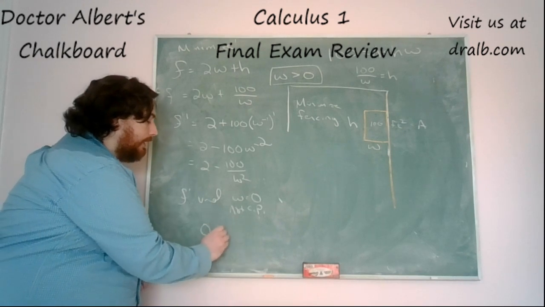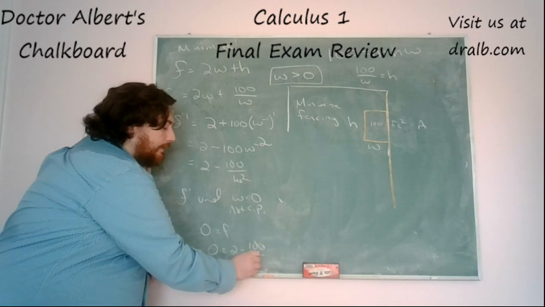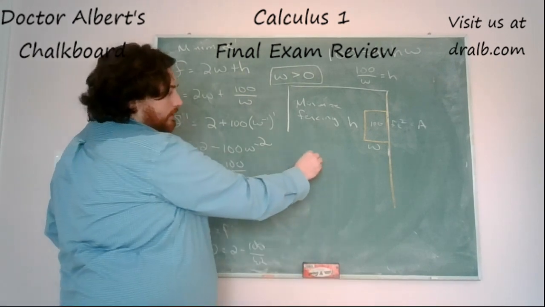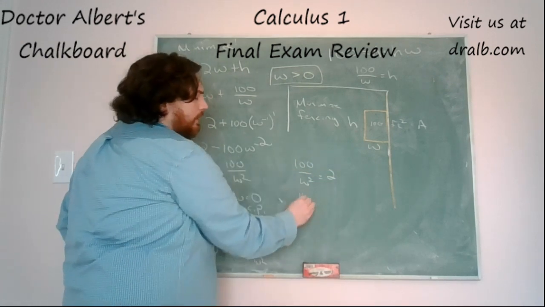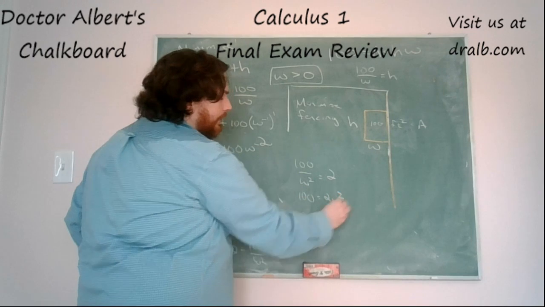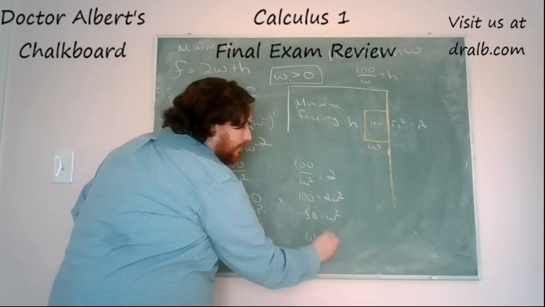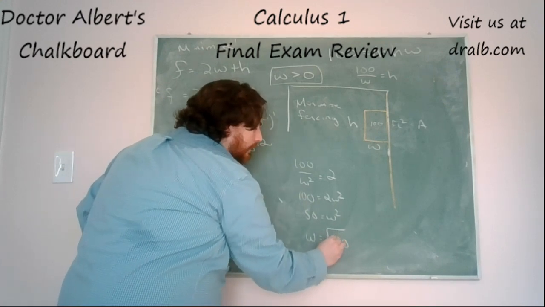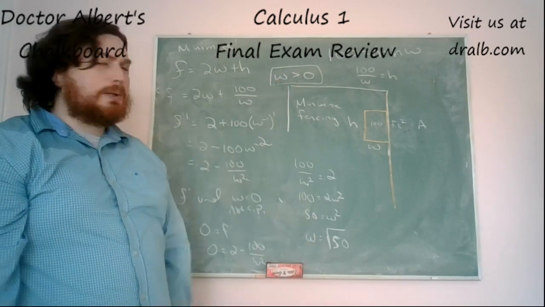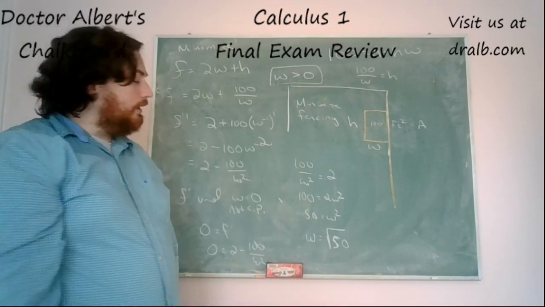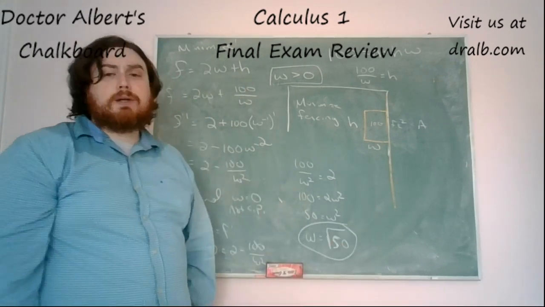On the other hand, if 0 is equal to f prime, then 0 is equal to 2 minus 100 over w squared. So if I add that over, 100 over w squared is 2. 100 is 2w squared. 50 is w squared. So w is the square root of 50. Now you could take the plus or minus, but because we're only worried about positive w's, we'd have this positive square root of 50. So therefore, the square root of 50 is the only critical value for this function.